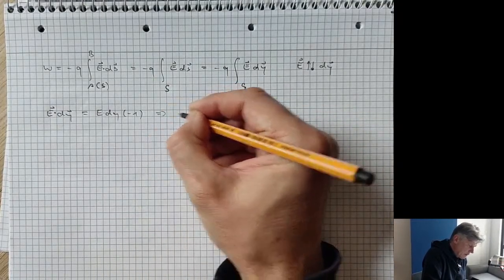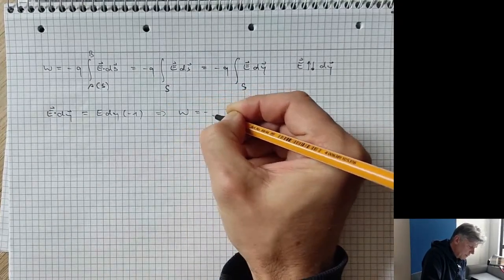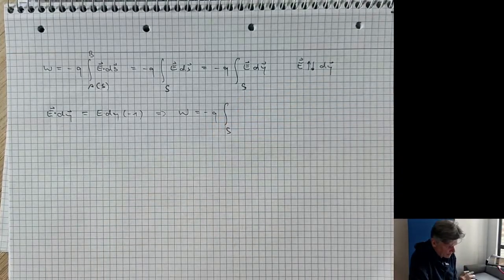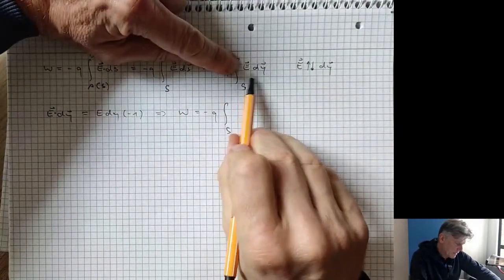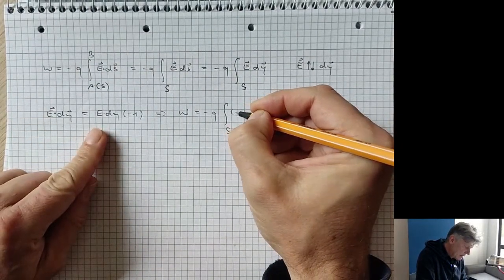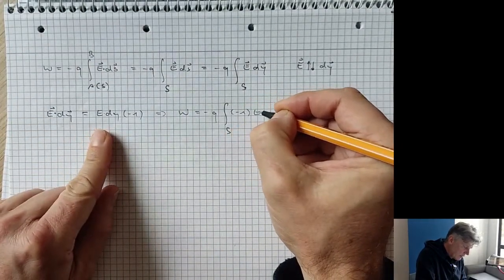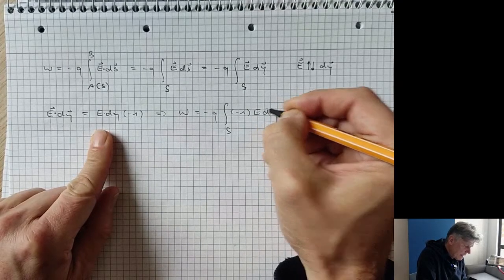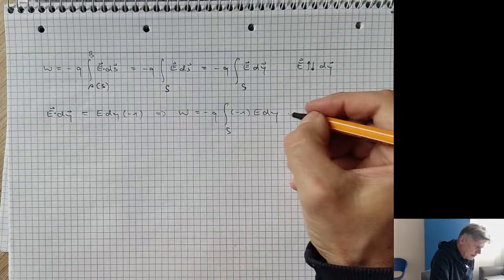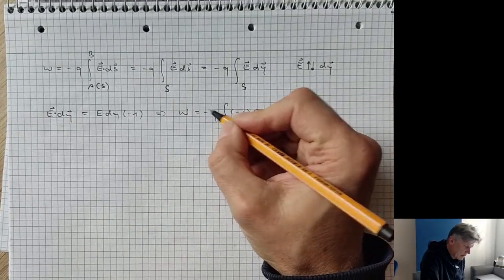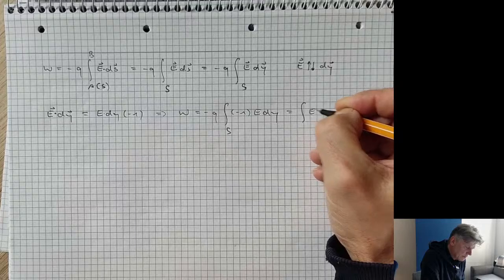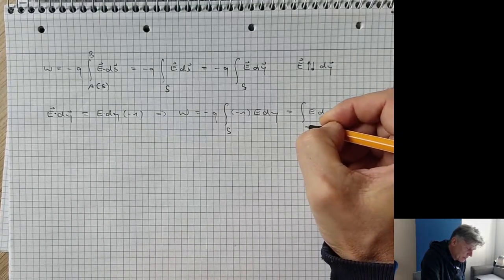So from this it now follows that W is minus Q along the path S. And now we are simplifying E dy and just look at the remaining scalars of this integral. You can see that now the two minuses cancel, which gives the integral of E dy along the path S.